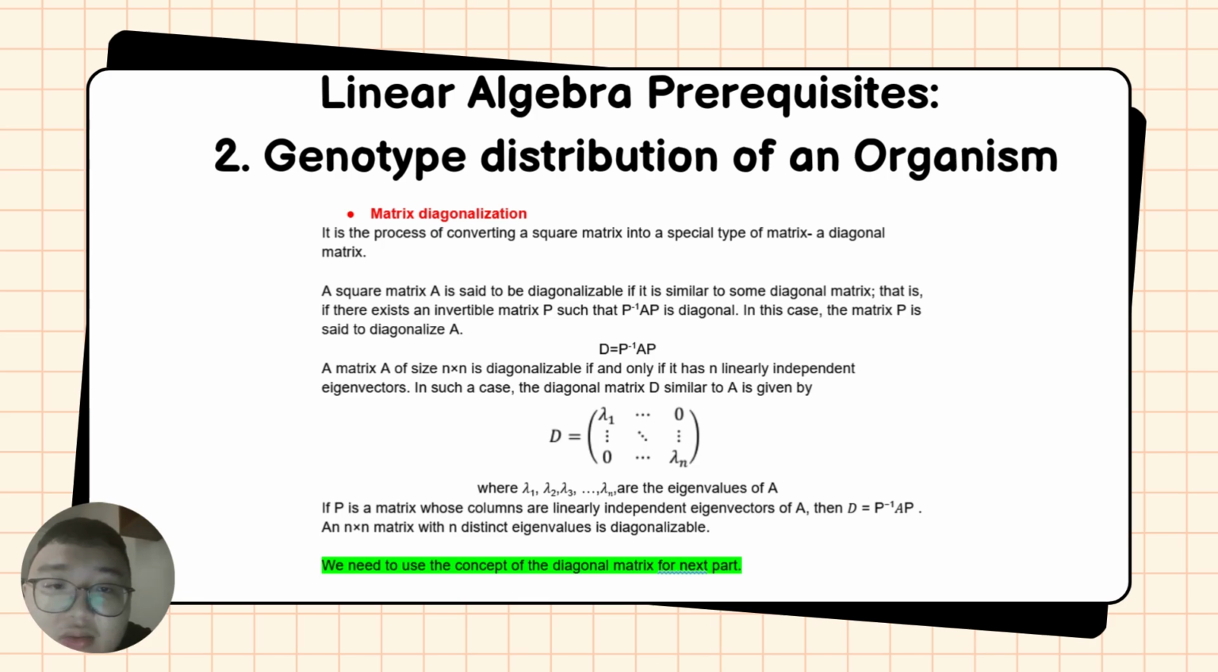Now we need to see the prerequisite for the second one, which is the genotype distribution of an organism. The concept we use is matrix diagonalization. It is the process of converting a square matrix into a special matrix, which is the diagonal matrix. A square matrix is said to be diagonalizable if it exists in the form where D equals the inverse of P multiplied by A and matrix P. The common form of the diagonal matrix is as follows, where all the lambdas are the eigenvalues of A, and we need to use the concept of this diagonal matrix for the next part.